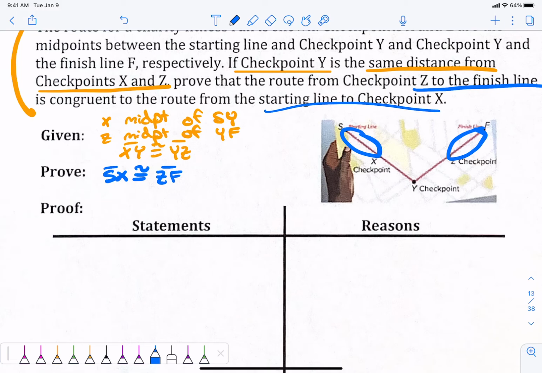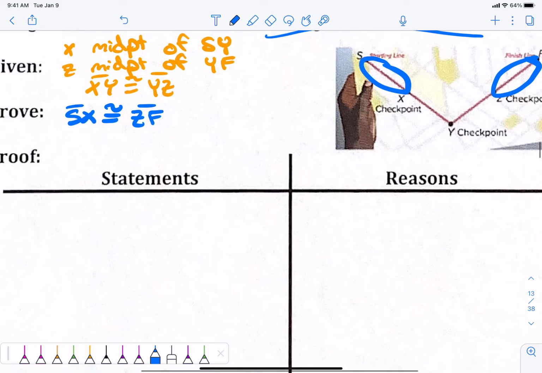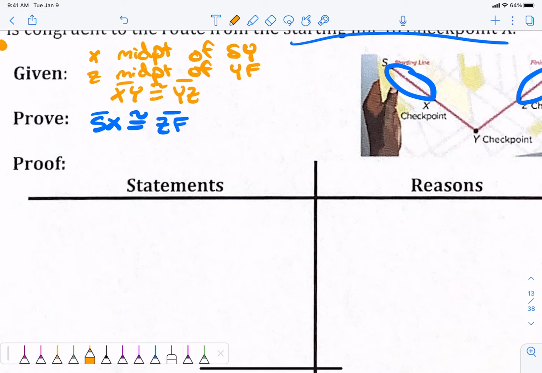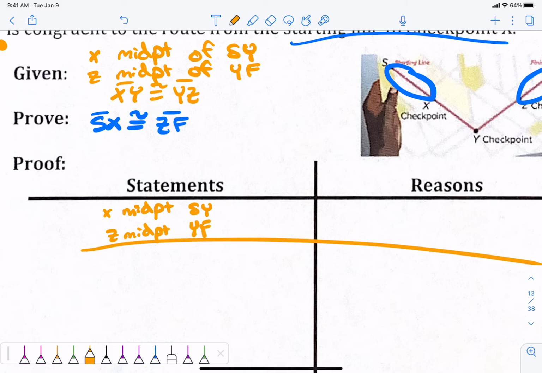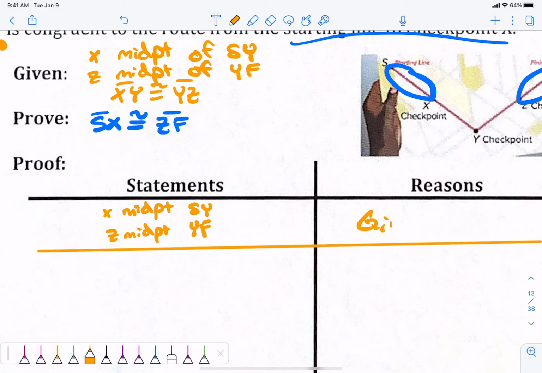Okay, so here we go. Let's start with the given. Now, I'm going to do something weird real quick. We have lots of given information, but I'm not going to write it all down at once. I'm just going to write X midpoint of SY and Z midpoint of YF. That's all I'm going to write down. I'm not going to write down that last piece of given information yet. That's all given.